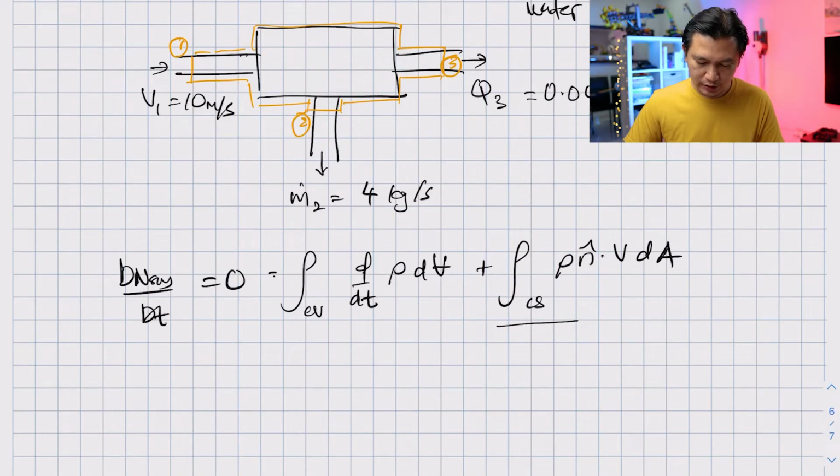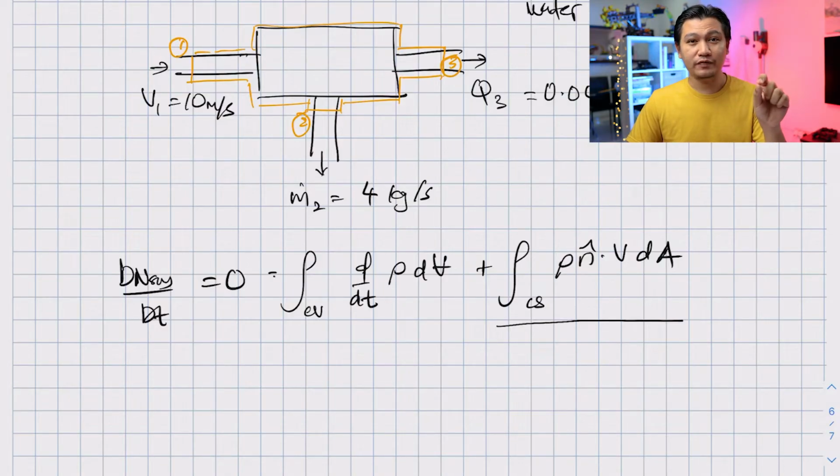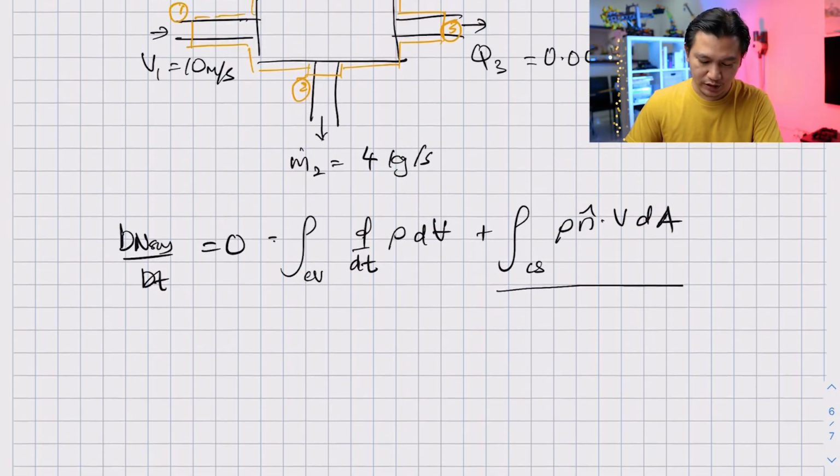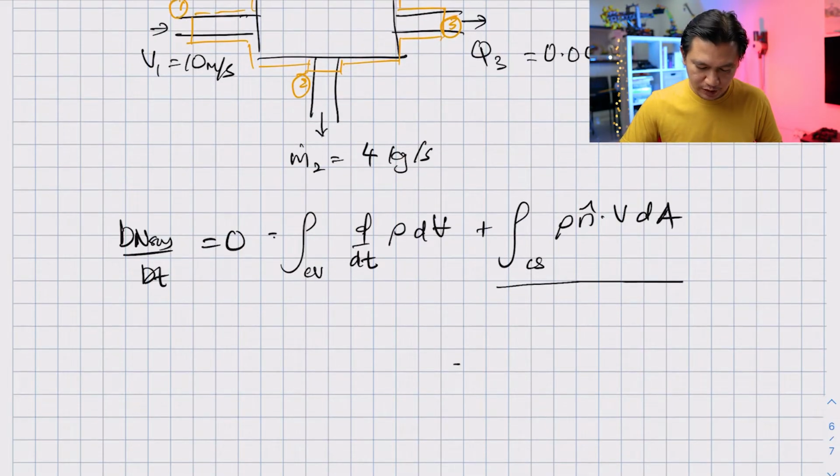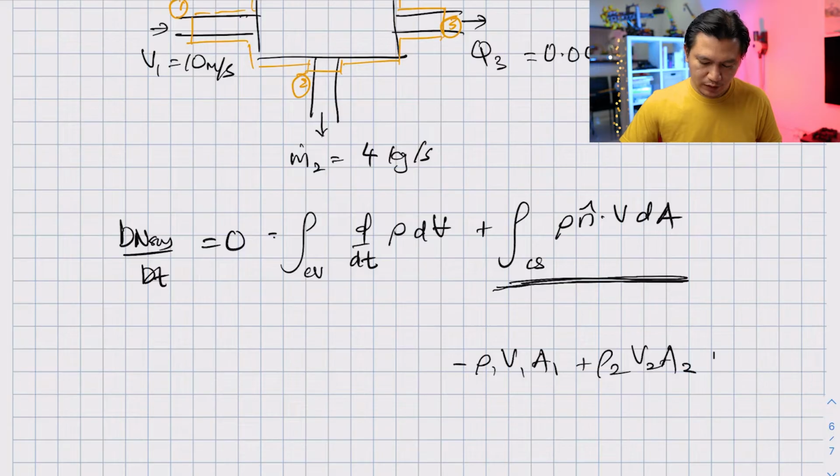We know that this equation is quite simple. This is simply rho times velocity times area. If it's the inlet, then it must be negative, and if it's exit, then it must be positive. Let's deal with that first. We know that at the control surface, we have one inlet and two exits. So at point 1, this is minus rho 1 V1 A1. Remember that we are solving for this only. Plus rho 2 V2 A2 plus rho 3 V3 A3.